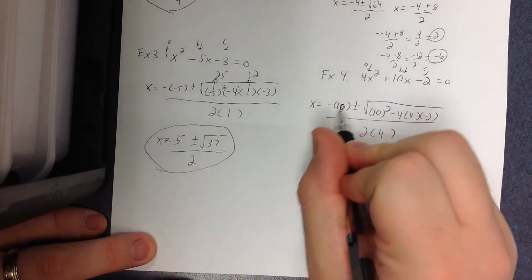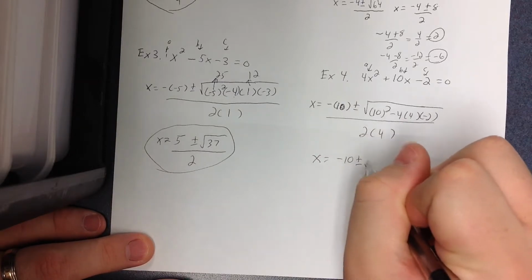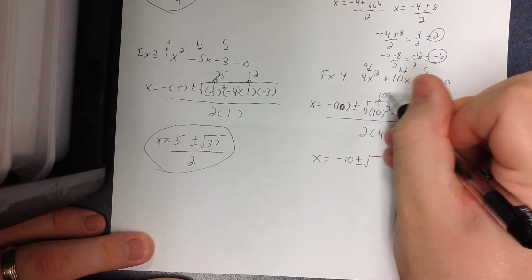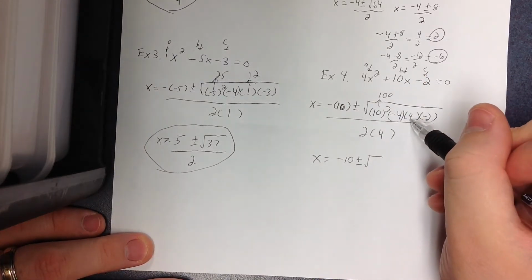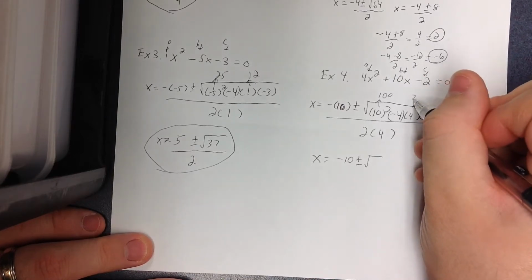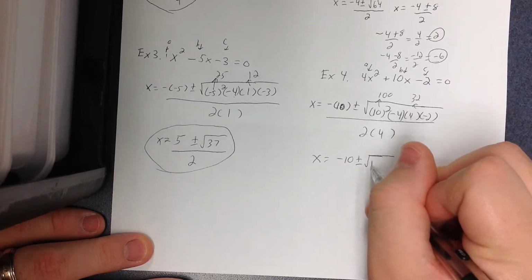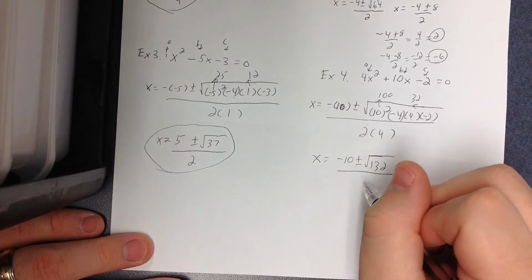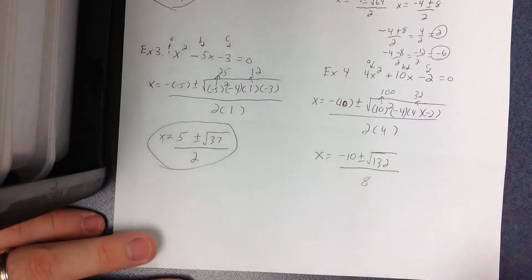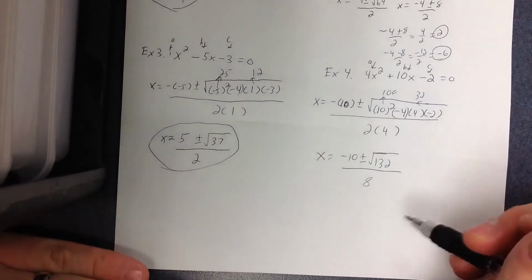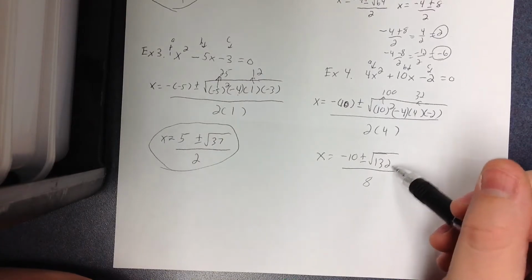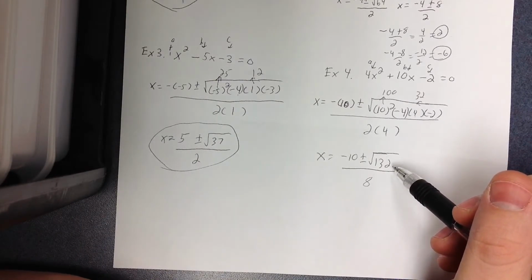So x equals the opposite of 10 is negative 10, plus or minus 10 squared is 100. Negative 4 times 4 is negative 16. Negative 16 times negative 2 is positive 32. So the square root of 132 divided by 8. So if you don't know, check and see if the square root of 132 is an integer, and it's not. So we can just leave it as that if this is not able to be simplified.